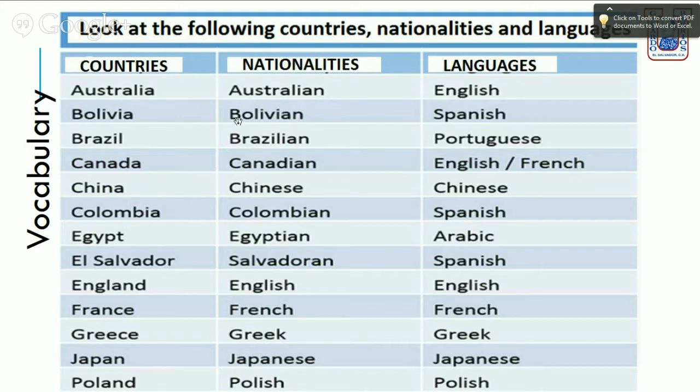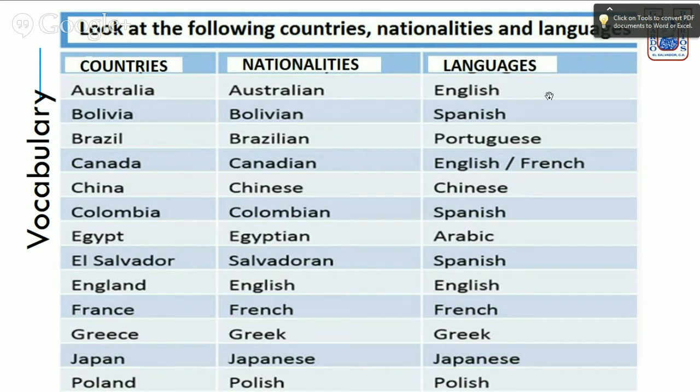Now I will pronounce for you so you can practice yourself. Nationalities: Australia, Australian; Bolivia, Bolivian. If you can repeat this, it will be good. Bolivian, Brazilian, Canadian, Chinese, Colombian, Egyptian, Salvadorian, English, French, Greek, Japanese, and Polish. So these are the nationalities.